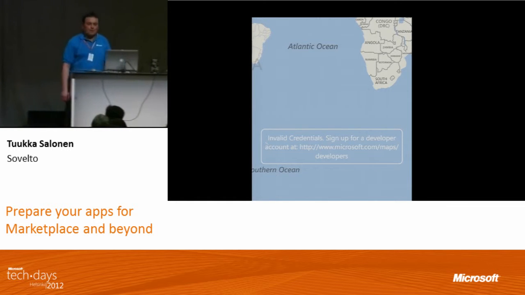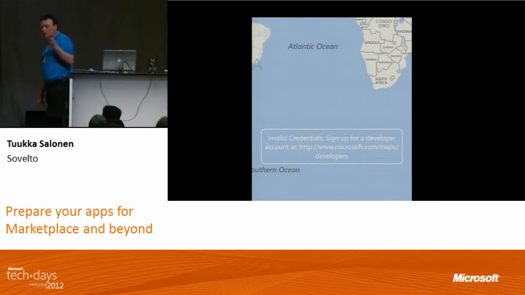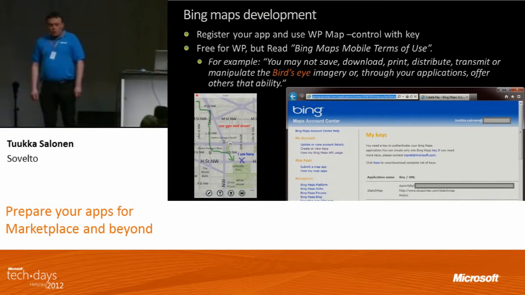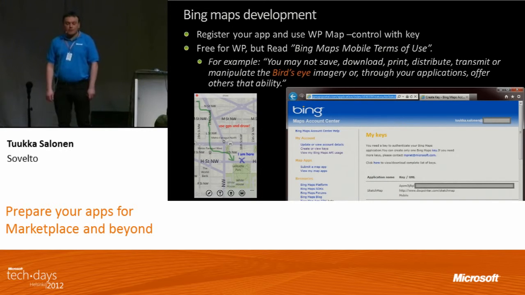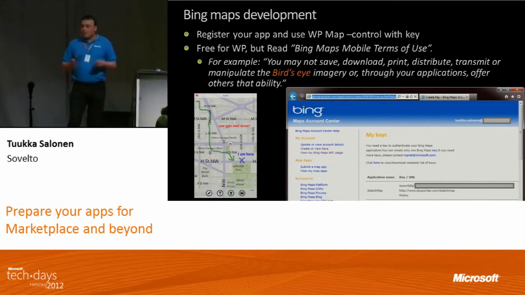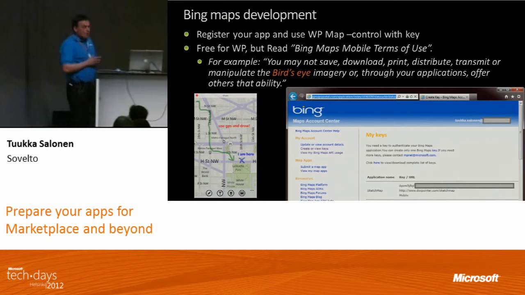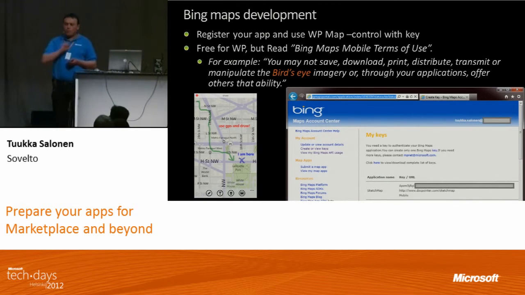Okay. Another thing that you have to do is this. If you use a map, there is this invalid credentials. Okay, that's not going to pass certification. What do you have to do? Go to Bing Maps and register your application there. It's totally free. So in case of Windows Phone, you can use maps as much as you like. There's no fee, it's included. And probably we are going to see also maps from Nokia in the future. But at the moment it's free, so you get the application key which you have to put in the map. And then there's no invalid credentials after that.